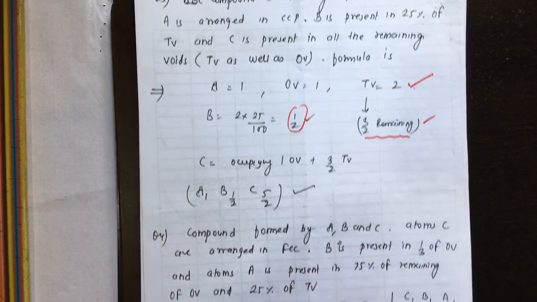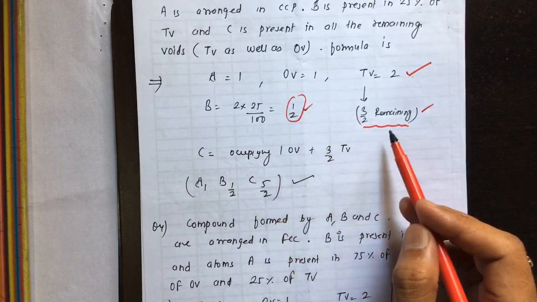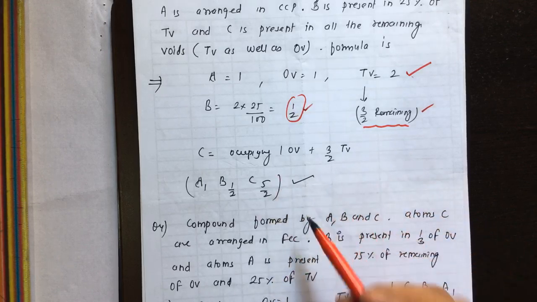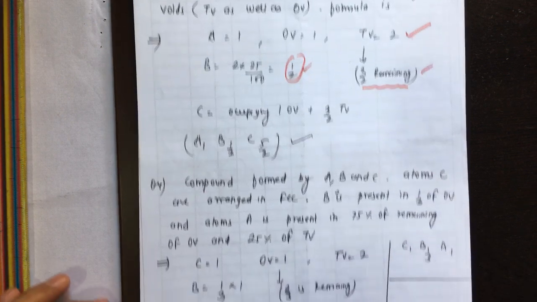Now C will occupy how many OV? 1. How many TV? 3 by 2. So 1 plus 3 by 2 is what? 5 by 2. So A will be 1, B will be half, and C will be 5 by 2. You can convert this into integral numbers and you can get the answer to the question. I hope you have understood it. One more question we will do.